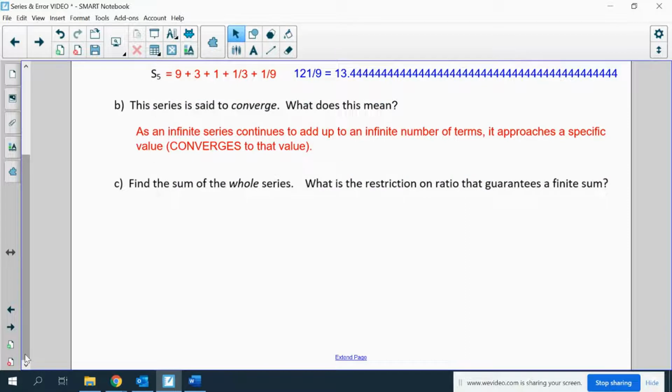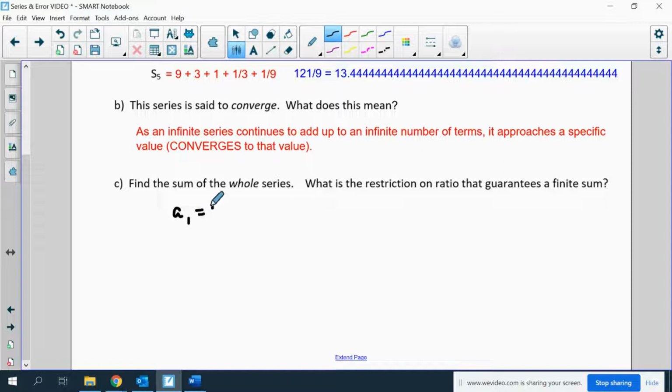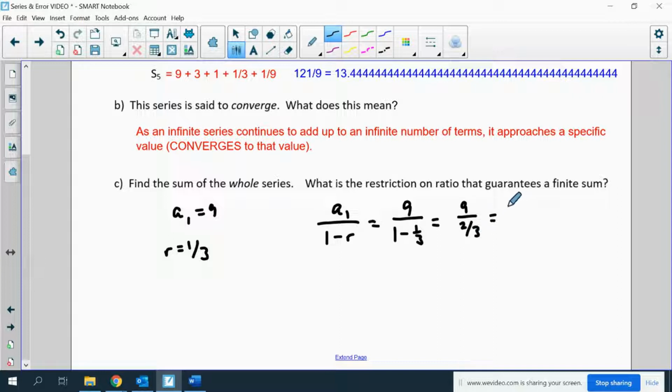So now we're going to find the sum of the whole series. So a1 was 9 and r is a third. So a1 over 1 minus r is 9 over 1 minus a third, which is 9 over 2/3, which is the same thing as 9 times 3 divided by 2, or 27 halves, or written as a decimal, 13.5.